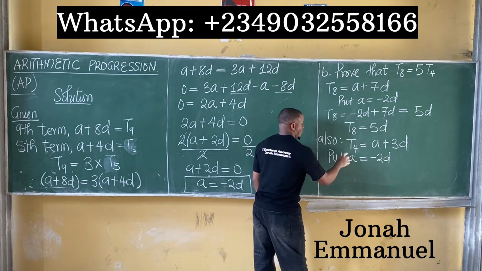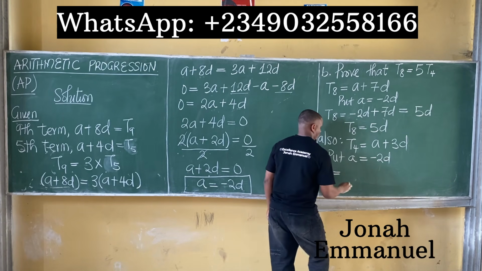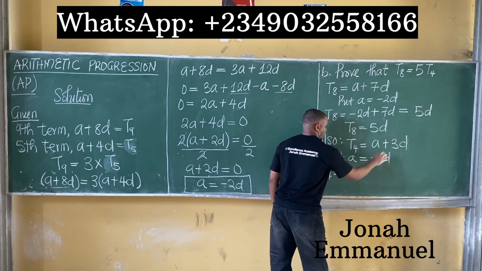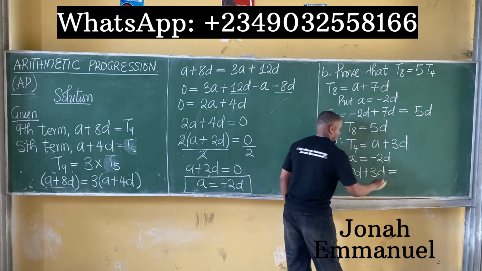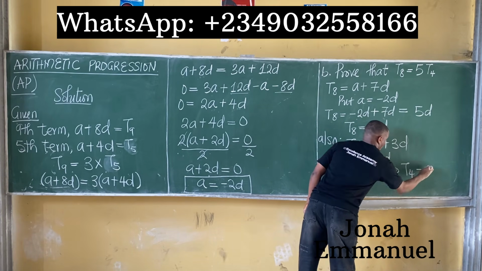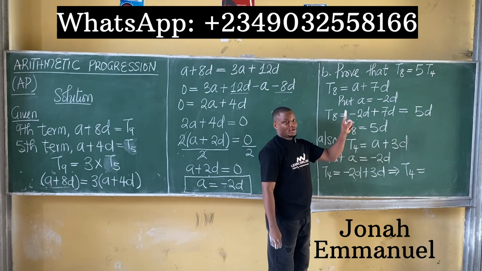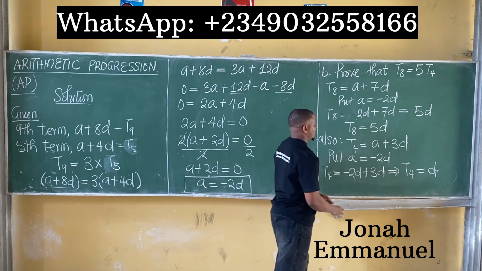What do you have there? We'll have that T4 is equal to A, which is minus 2D, then plus 3D. If you do this, we'll have that T4 is equal to minus 2 plus 3, which gives you 1. 1 times D gives you D. Alright, so what do you observe here?